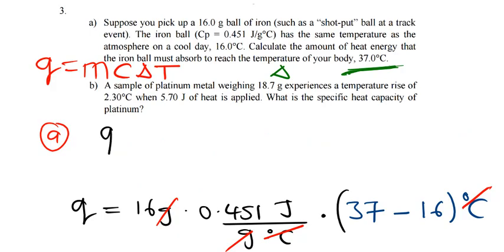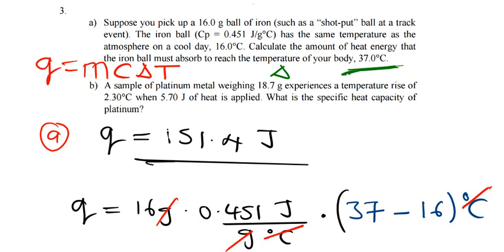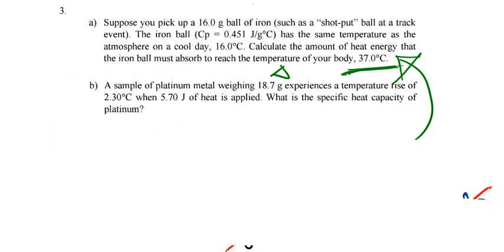So our Q therefore becomes 16 multiplied by 0.451 times 37 minus 16. That should give us the energy that must be absorbed in this case. What I'm getting is 151.4 joules. This is the amount of energy that the iron ball must gain or absorb to reach the temperature of your body. This is because the temperature of the body shouldn't change, right? So it's constant, so the iron ball has to adjust.